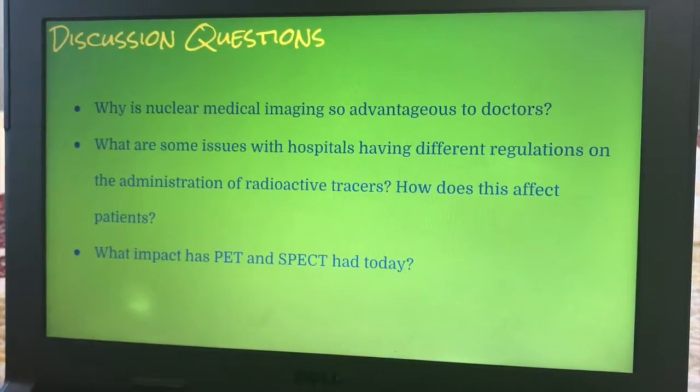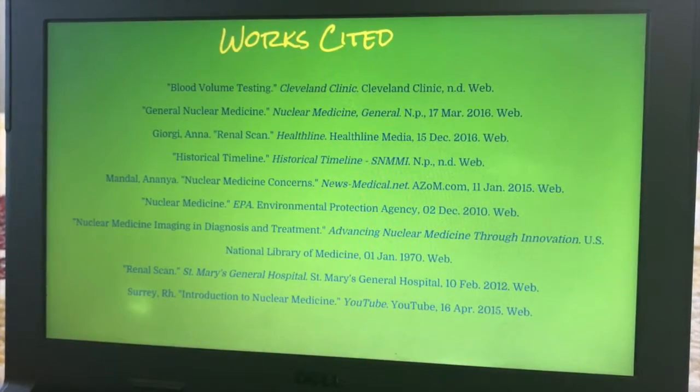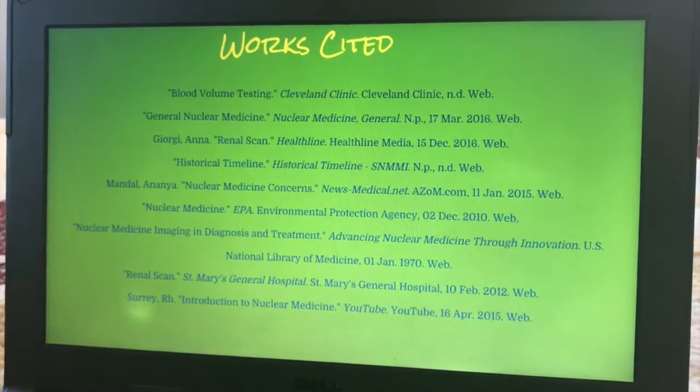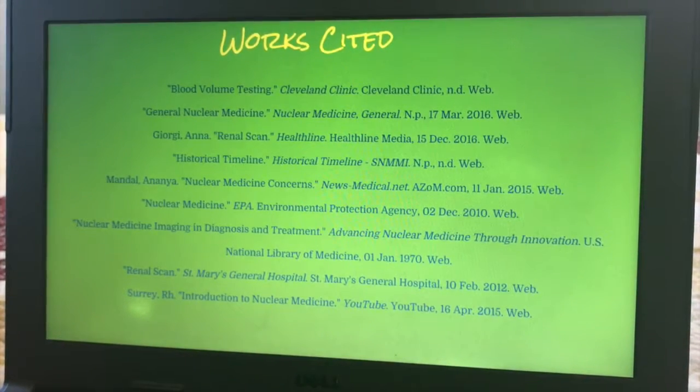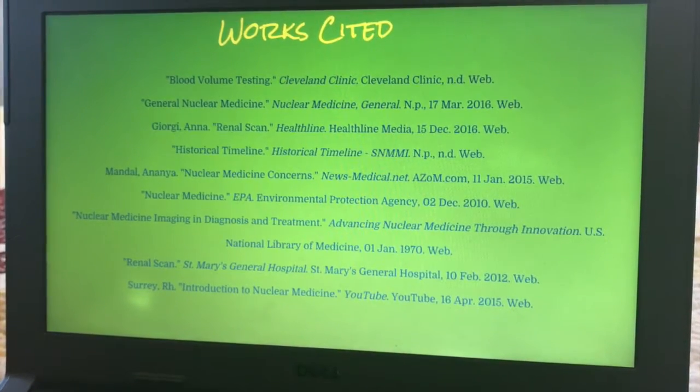So that is all for today with our presentation on nuclear medicine. As one can see here, these are all of our sources, though I hope you all learned a lot about nuclear medicine, specifically in diagnostics and imaging, and enjoyed it. Thank you.